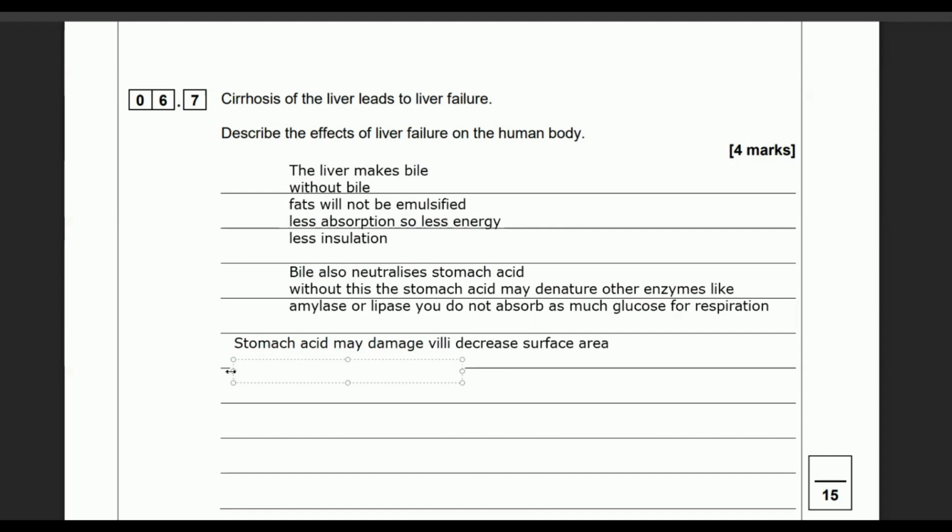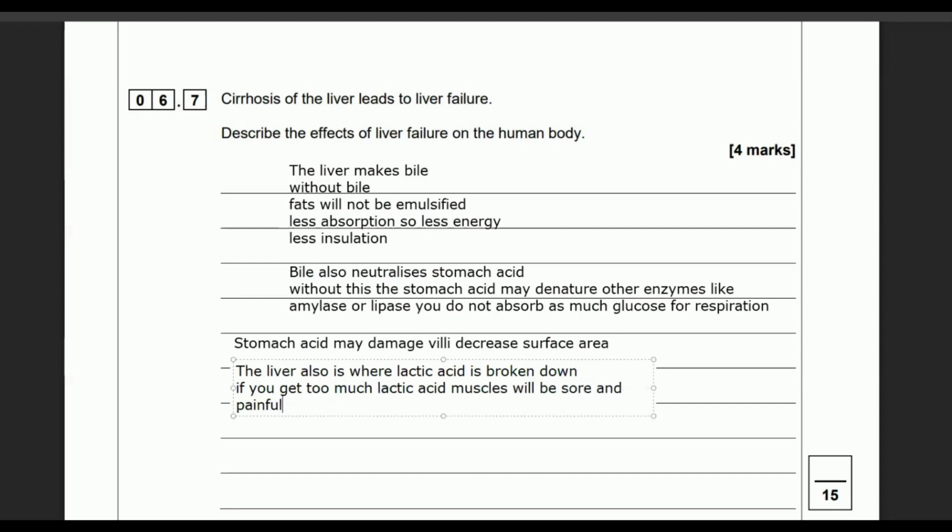Also, what else does the liver do? Because I've just been talking about bile, but the liver also is where lactic acid is broken down. We learned that in unit 4 of paper 1, in the bioenergetics unit. If you get too much lactic acid, muscles will be sore and painful. So you might be in a lot of pain if your liver doesn't work because you can't break down lactic acid. So lactic acid builds up and your joints and your muscles are really painful, and that could be really bad. And of course, the liver also detoxifies the body.